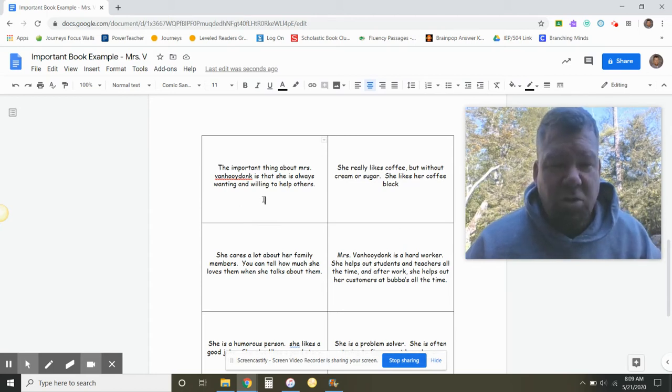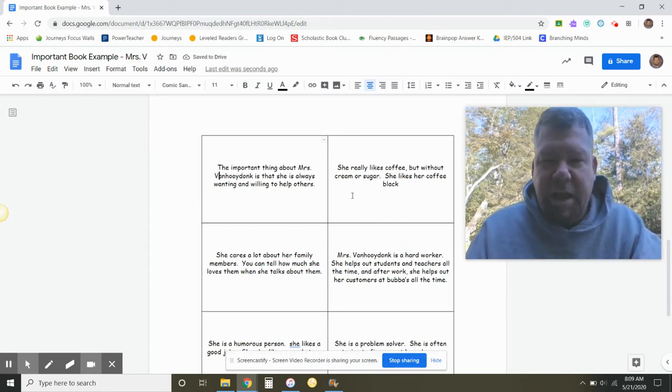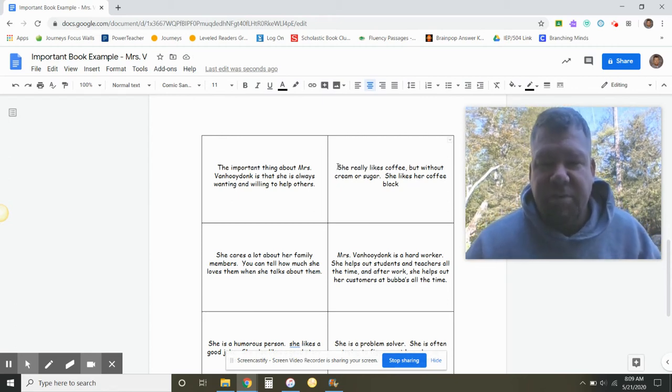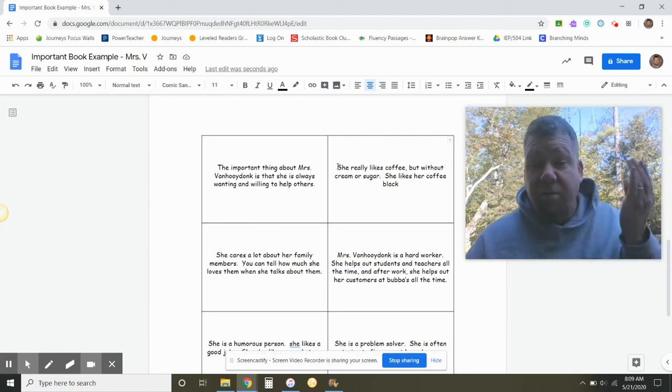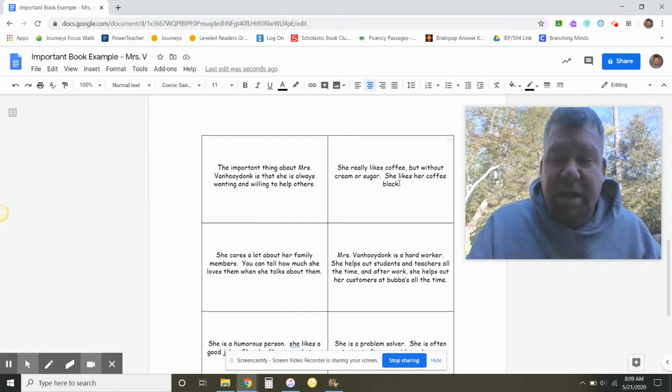Also, we have a nice little red squiggly line provided to us from Google Docs, and that indicates that Mrs. Van Hooydonk is not capitalized. Mrs. Van Hooydonk is a proper noun, and her name needs to be capitalized. On to the second rectangle. She really likes coffee, but without cream or sugar. She likes her coffee black. All of that sounds wonderful. However, you need to make sure that you have punctuation at the end of all of your sentences. In this case, she likes her coffee black does not have an end mark. We'll put a period there.